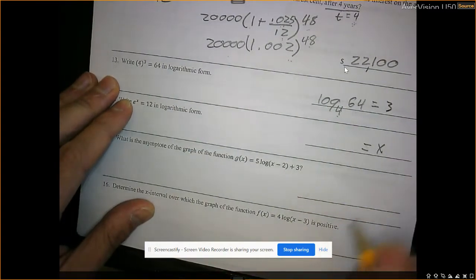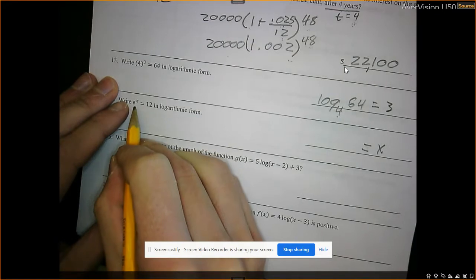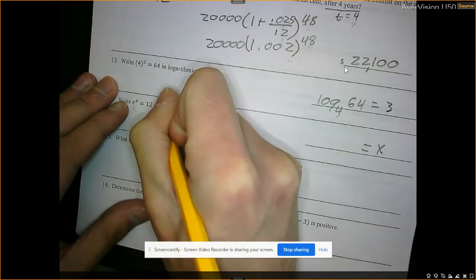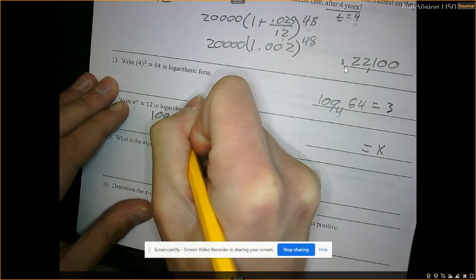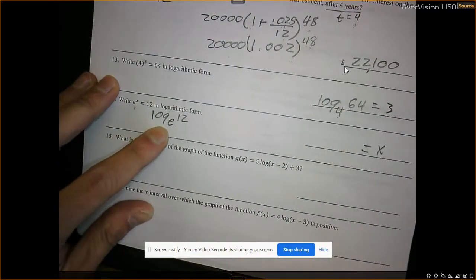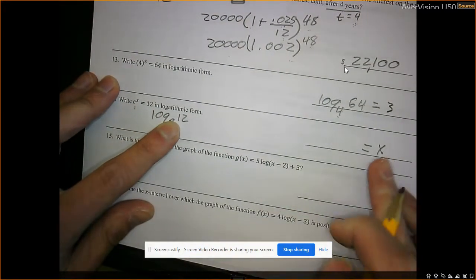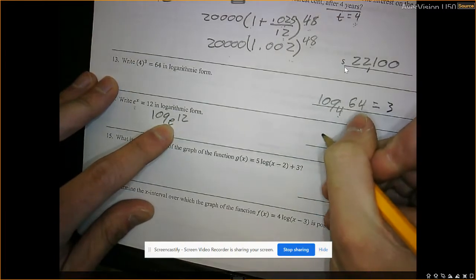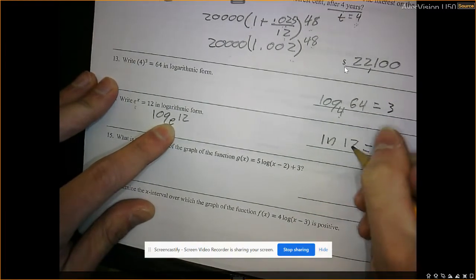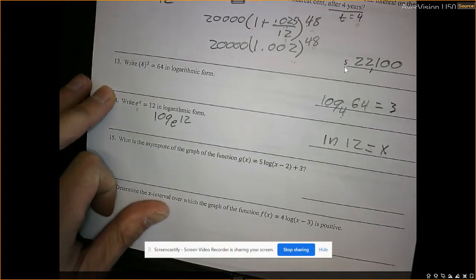Which means this one we're going to have an equals x. And then we have log base e of 12, but remember when you have a log base e, that's like saying the natural log. Log base e is the natural log. So log base e of 12 equals x is the same as saying ln, natural log of 12 equals x.